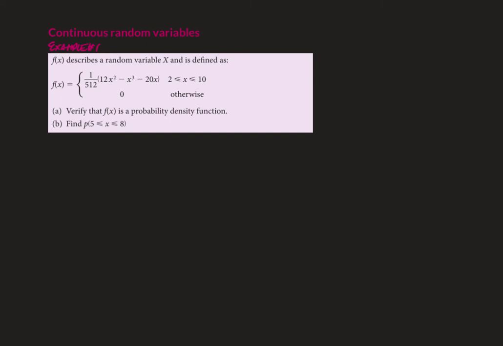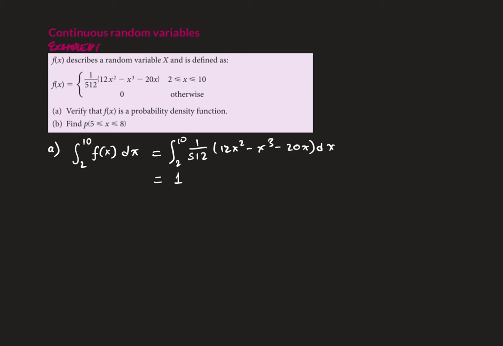f of x describes a random variable x and is defined as this piecewise function that we have. Here, a, verify that f of x is a probability density function, and b, find the probability that x takes values between 5 and 8. So the way we're going to do a is checking that the integral between 2 and 10 is equal to 1. So we have to evaluate the probability from 2 to 10 as the area under the curve of the function f of x. Now from 2 to 10, this integral is going to be 1 over 512, integral of 12x squared minus x to the power 3 minus 20x with respect to x. This is equal to 1.